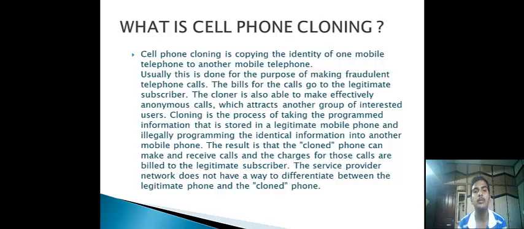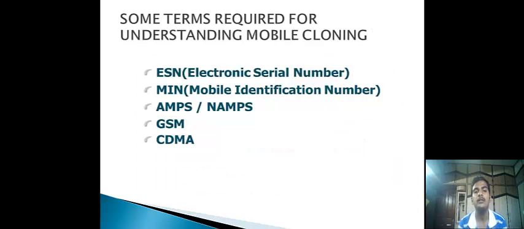Cloning is the process of taking the programmed information that is stored on a legitimate phone and illegally programming it into another cell phone. The result is that the cloned phone can make and receive calls while the charges go to the legitimate subscriber. The problem with this is that the network providers cannot differentiate between the legitimate subscriber and the cloned subscriber. And to understand mobile cloning, we need to be familiar with some of the following terms.